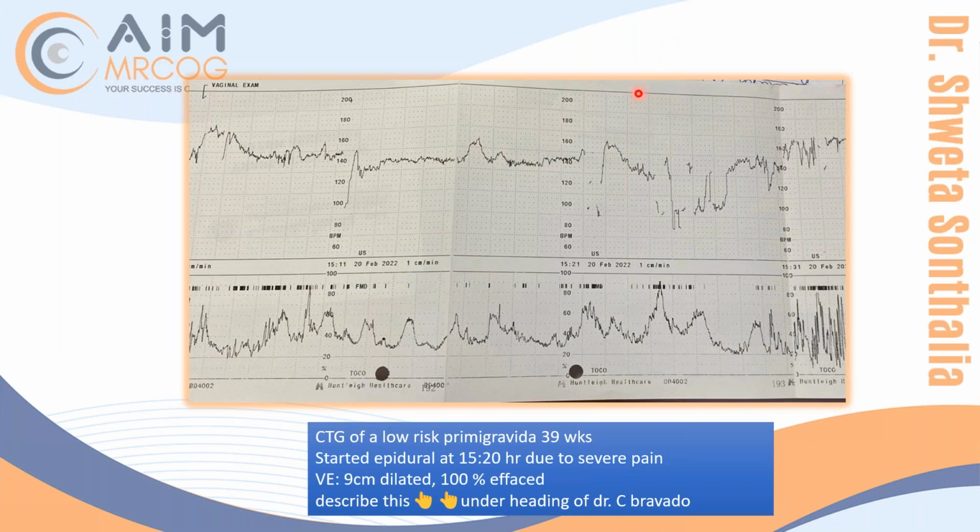Yes, this one. Who wants to do this one? CTG of a low-risk primary, 39 weeks, started epidural at 15:20 hours due to severe pain. She was 9 centimeters dilated, 100% effaced. Describe this under the headings of DR C BRAVADO. Yes, anyone?